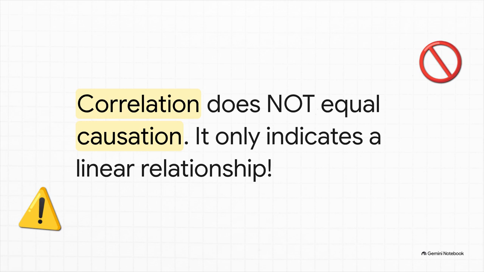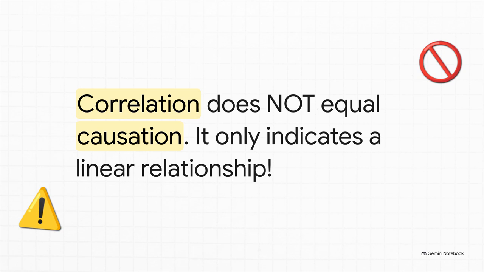A 0 means total randomness, just noise, no pattern at all. And a negative 1.0 means a perfect inverse relationship, so a downward sloping line. But listen closely to this part, because this is a massive trap examiners will absolutely set for you. Correlation does not equal causation.